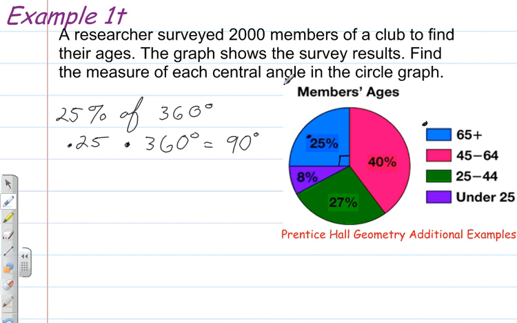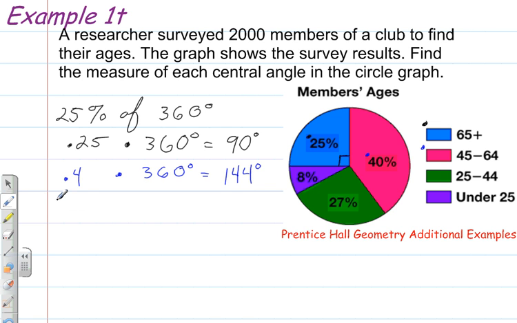Remember, our goal is to find the measure of each central angle. Next, we're going to move on to 45 to 64-year-olds, which would be 40% of the circle. We're not going to do this step here. We're just going to write it out as something we can enter into a calculator. That'd be 0.4, or 40%, times 360 degrees. And that's going to give you 144 degrees. Now, you could do that by hand, or you could use a calculator. 0.4 times 360, get the 144, and understand that the answer is degrees. So that was that age range there.